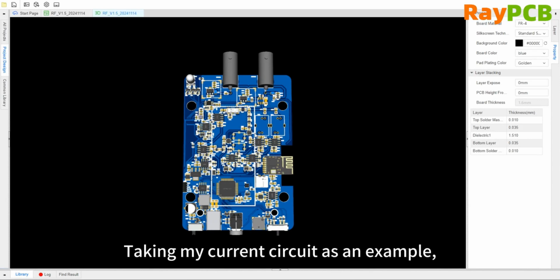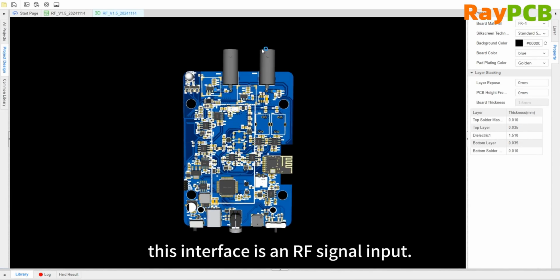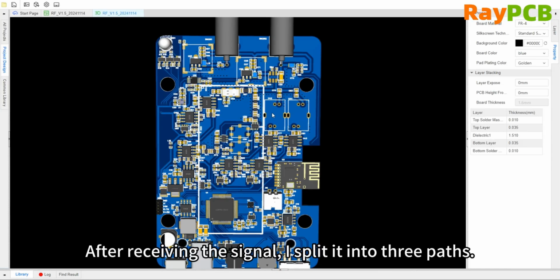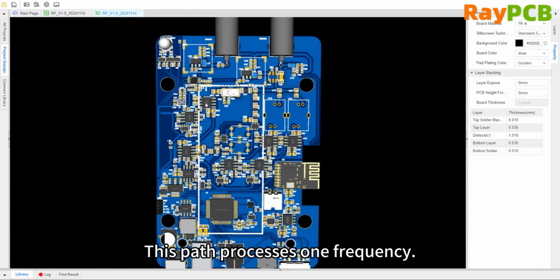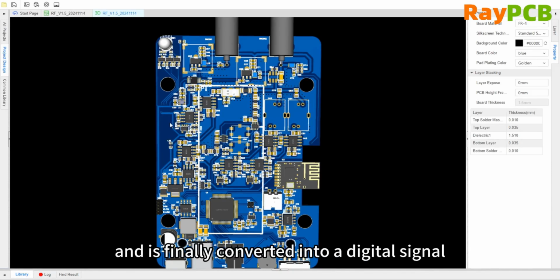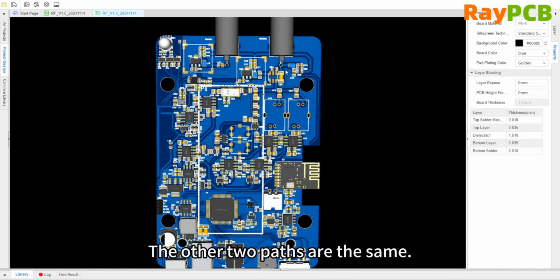Take my current circuit as an example. This interface here is an RF signal input. After receiving the signal, it is split into three paths. One of these paths processes a specific frequency, passing through a filter, then an ADC, then an amplifier, and finally converts it into a digital signal, which is then input to the MCU. The other two paths work the same way. Each goes through its own filter, then an ADC, then a voltage comparator, and finally is input to the MCU.